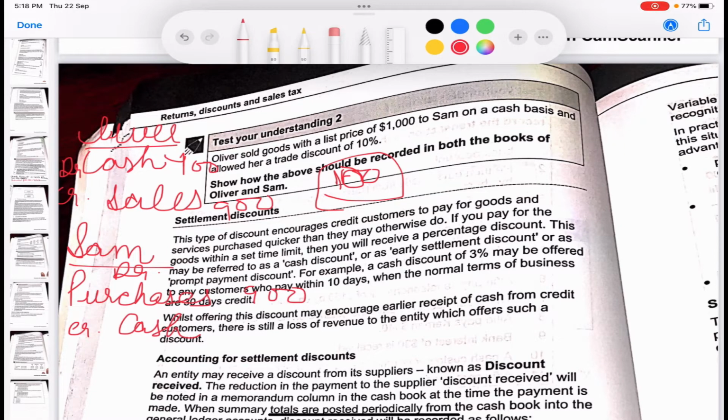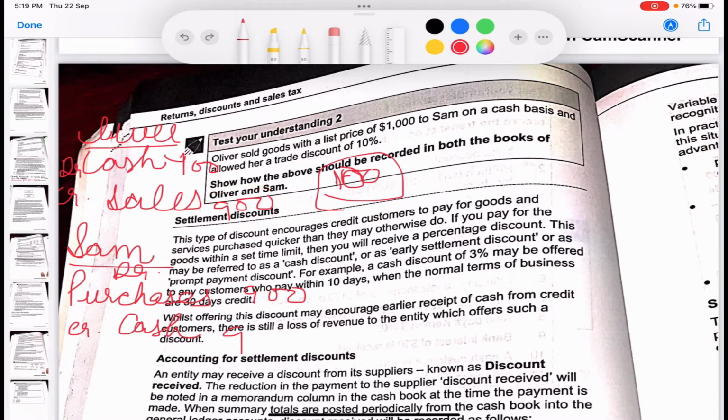Why is it going to be 900? It's going to be 900 because this is a trade discount, and in trade discount we always show the net value. Even though goods worth $1000 have been sold, we will still be writing it as $900. Why? Because trade discounts are never shown in the books. You always write down the net value, and in the net value we subtract the trade discount.